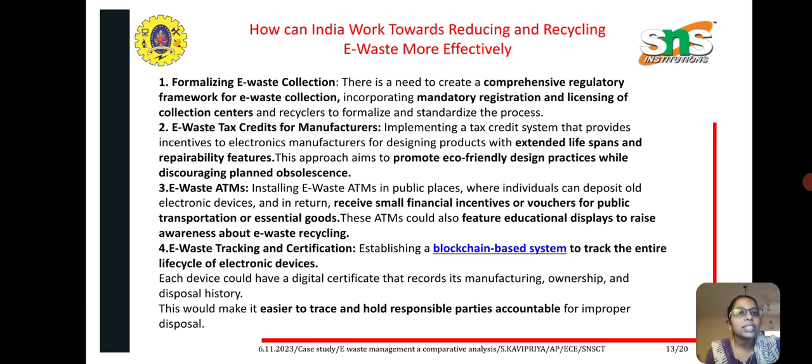Third one is e-waste ATM. Installing e-waste ATMs in public places where individuals can deposit old electronic devices and in return get some small financial incentives or vouchers. And fourth one, e-waste tracking and certification. Establishing a blockchain based system to track the entire life cycle of electronic devices. Each device should have a digital certificate that records its manufacturing, ownership and disposal history. This would make it easier to trace and hold responsible parties accountable for improper disposal.